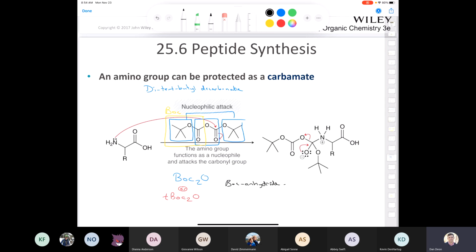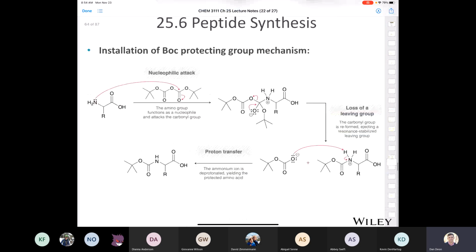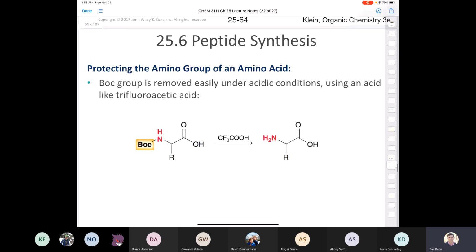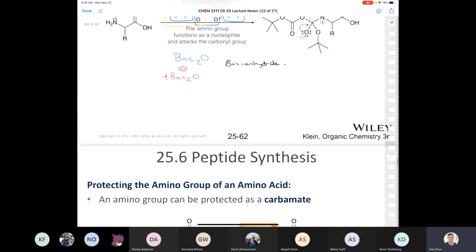We treat that, and it does this interesting mechanism, which looks like just a simple nucleophilic acyl substitution. But if you look after the nucleophilic attack, you end up losing. Did I not put the mechanism here? Where am I here? Sorry, I guess it's not in my slides? Anyhow, I'll just move on.